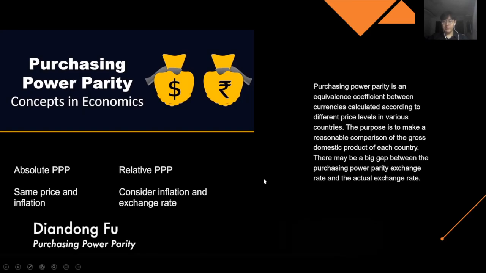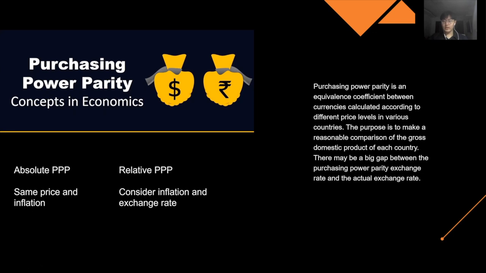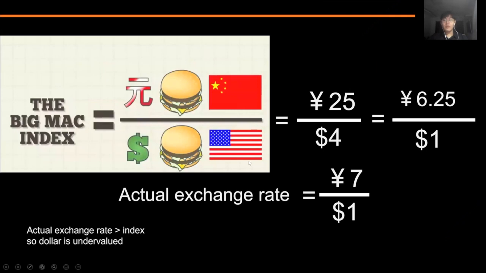So what is PPP? It's purchasing power parity. Purchasing power parity is a measurement of prices in different countries that uses the price of specific goods to compare the absolute purchasing power of the countries' currencies. So let's make an example. The price of a Big Mac in China is 25 yuan. In America it is $4.